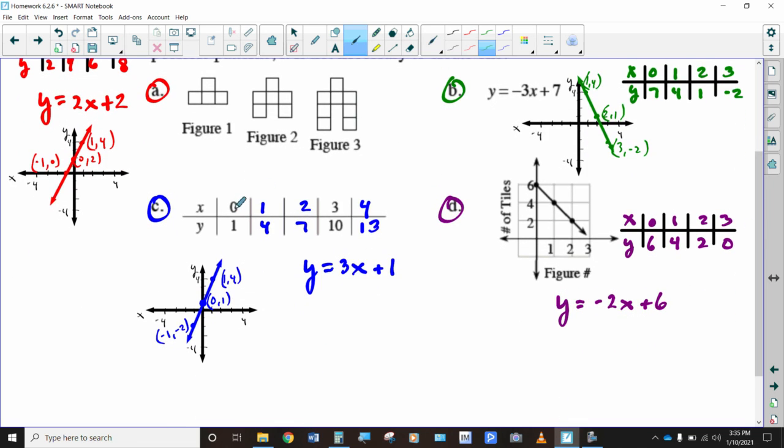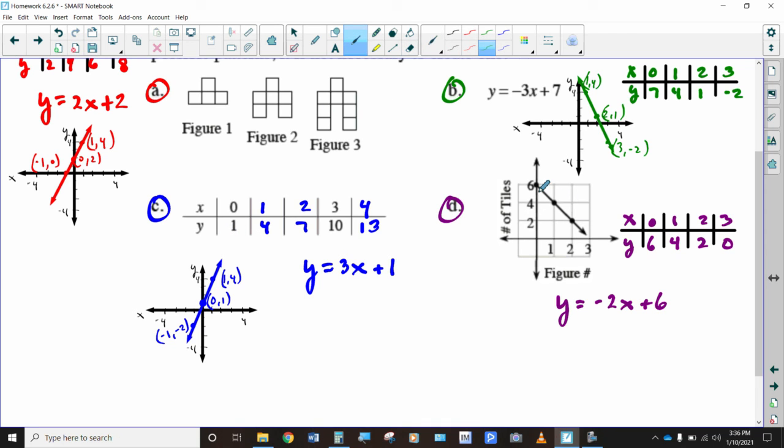This table, it looks as if the growth rate is 3, right? Because it goes from 1 to 10, which is an increase of 9 in 3 steps. We must be counting by 3s. The y-intercept is given, it's at 1. So for the graph, start at 1, and since the growth rate is 3, you go up 3, 1 to the right, up 3, 1 to the right, up 3, 1 to the right.